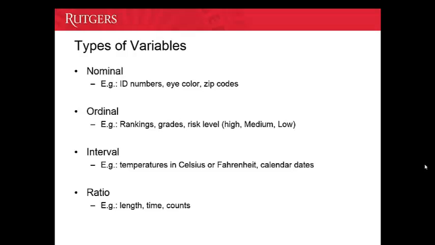Now, the fourth type of variable is the ratio variable. In this case, the data is ordered and we have equal distances between each point. However, we have a true zero, like a starting point. It's like, for example, length. You can have 0, and going from 0 to 5 is equal to going from 5 to 10. And if you put 0 to 5 and 5 to 10 together, you end up with 10.